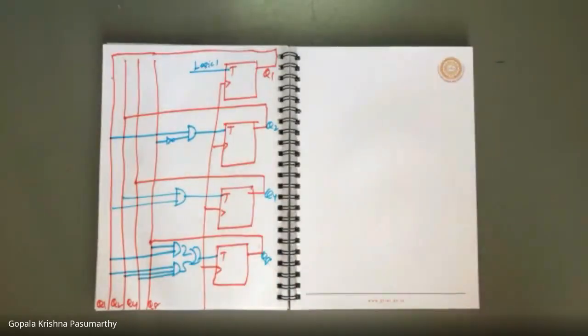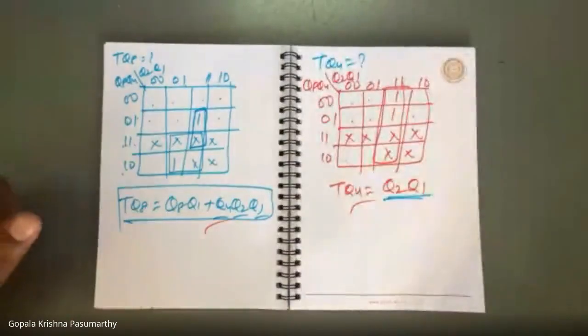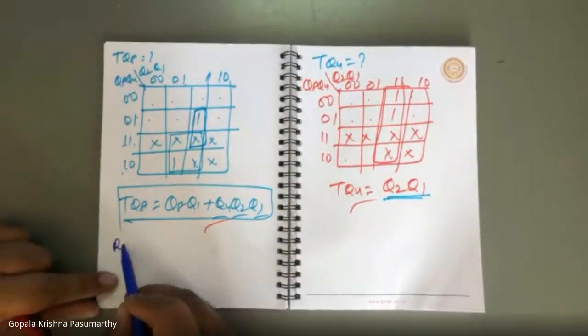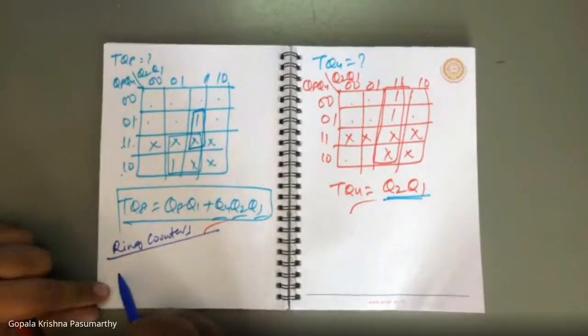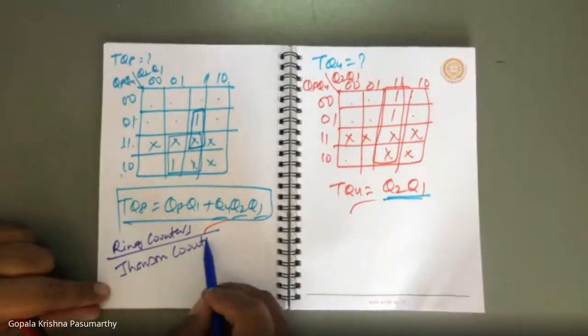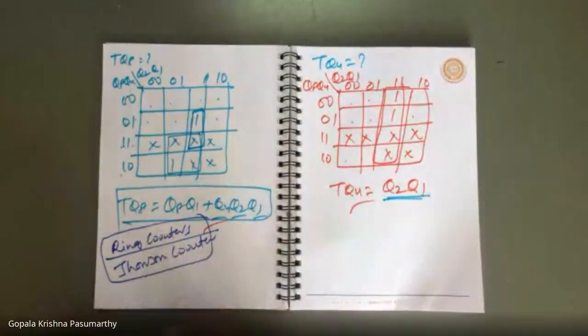Is this simple? Yes, sir. There are many ways of drawing the diagram, don't worry about that. There are only two more topics from this chapter. We have two special counters to be designed: one is called the ring counter, the next is the Johnson counter. Then unit 4 will be over.